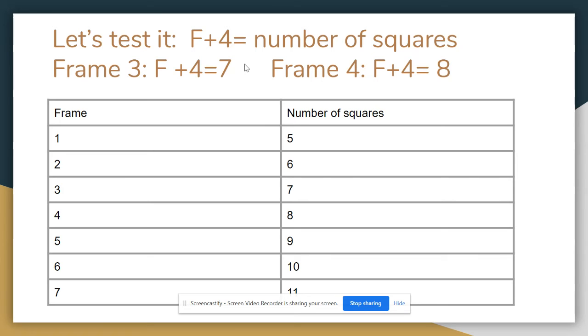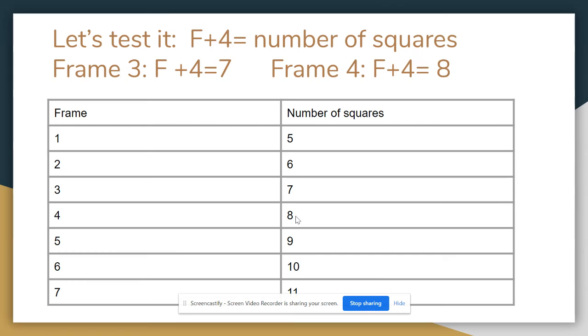So let's test frame 3 and frame 4 just to make sure. So again, we replace the F with a 3 because this means the frame number. 3 plus 4 equals 7. That works. Works here too. Frame 4, F plus 4 equals 8. So we put this F as a 4 because it's frame 4. 4 plus 4 equals 8. And it's the same. Oh, here it is. Frame 4.